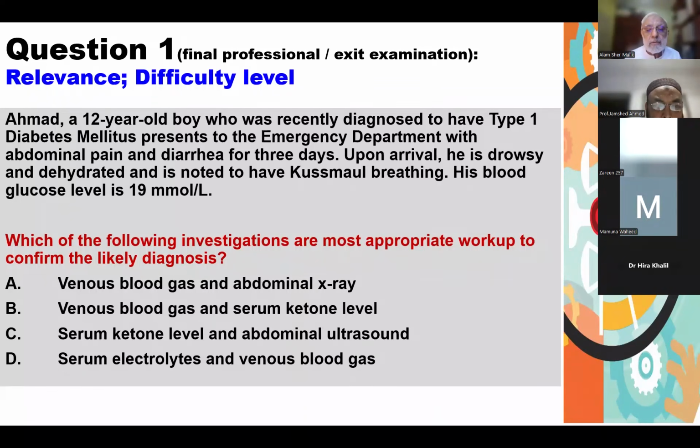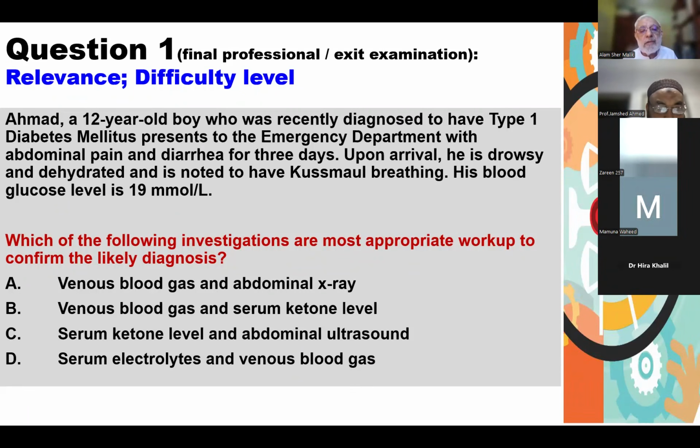And then the question is, which of the following investigations are the most appropriate workup to confirm the likely diagnosis? A, venous blood gas and abdominal X-ray. B, venous blood gas and serum ketone level. C, serum ketone level and abdominal ultrasound. And D, serum electrolytes and venous blood gas.